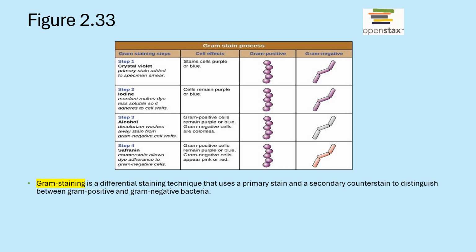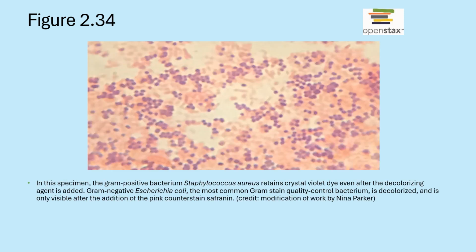The fourth step is adding the safranin red. Your gram-positives are still purple. There's nowhere for the red dye to go, so they're going to remain purple. But your gram-negatives, because they were colorless from the previous step, you washed all the purple dye out, can take up that red dye. So gram-positives are going to look purple. Gram-negatives are going to look red on your gram stain. Like I say, this is a fundamental step, so important in microbiology.